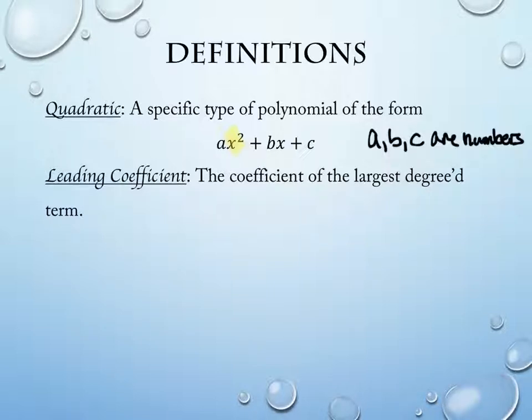And this value, in this case, I'll use the a as my example. This value a at the beginning is a special name. It's called the leading coefficient. So the leading coefficient is simply the number in front of the term that has the highest degree. Okay, so a is called the leading coefficient because it leads the highest exponent term.